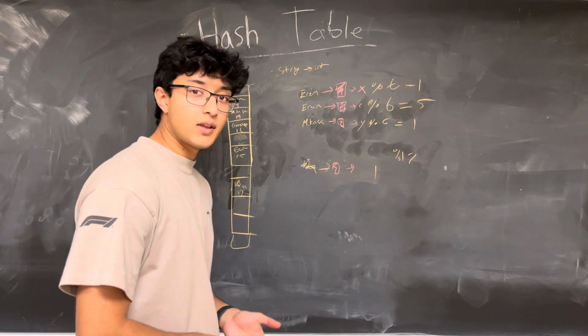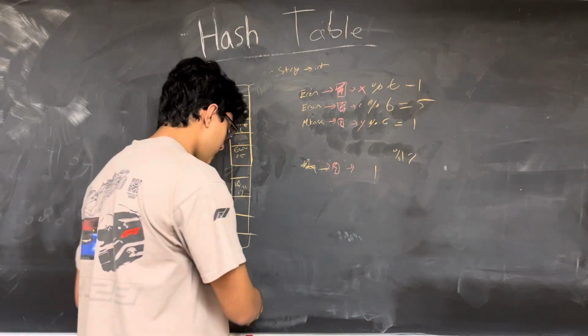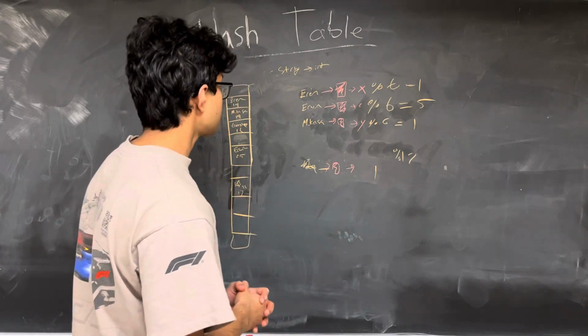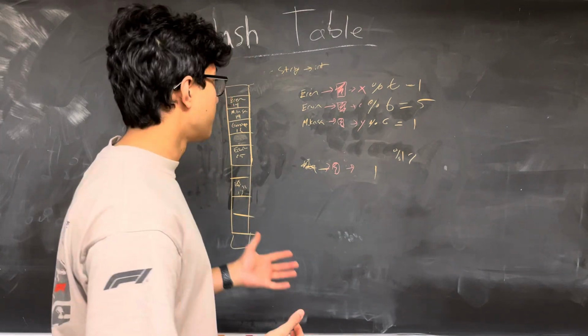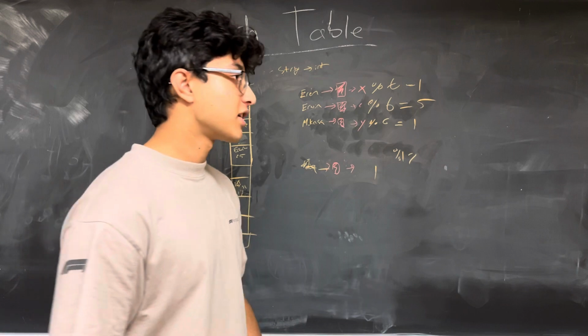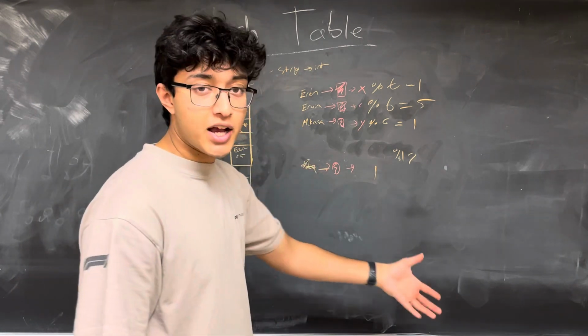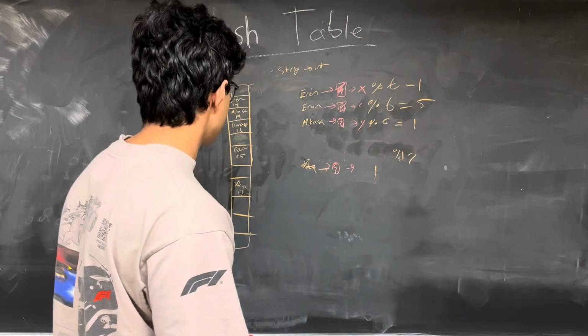So yeah, those are hash tables. It's a pretty cool way to have O of 1 lookup with these pairs of values, and you don't have to have the pairs. You can just have a single int that you're hashing, and that's called a set. Same thing, but no pairs.